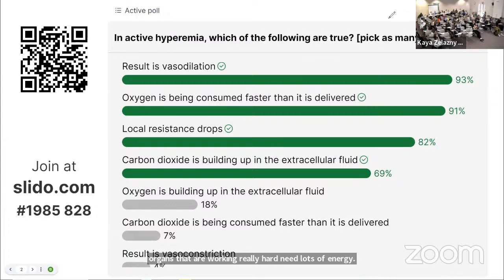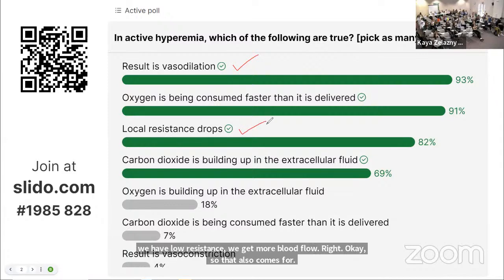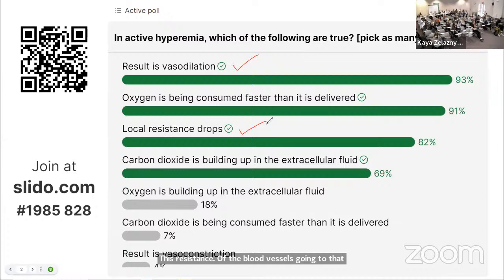Okay, so overall, the whole point of this is that we want more blood flow to that tissue. So yes, we are going to have vasodilation, because as that arteriole dilates, so gets bigger, the radius is bigger, which means resistance is lower. When we have low resistance, we get more blood flow. Okay. So that also accounts for the resistance of the blood vessels going to that organ system.